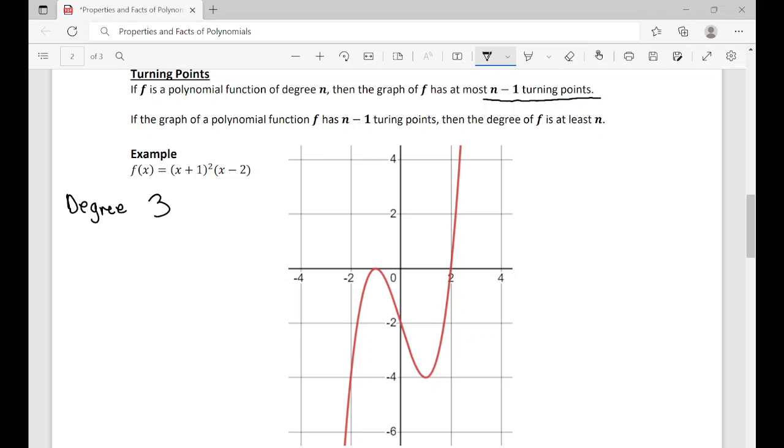So we can say that this graph has 2 turning points. And you can see here, as we watch the graph go up, it turns and goes back down. So that's 1, and it's going down, eventually turns again and goes back up. So 1 turning point, 2 turning points.